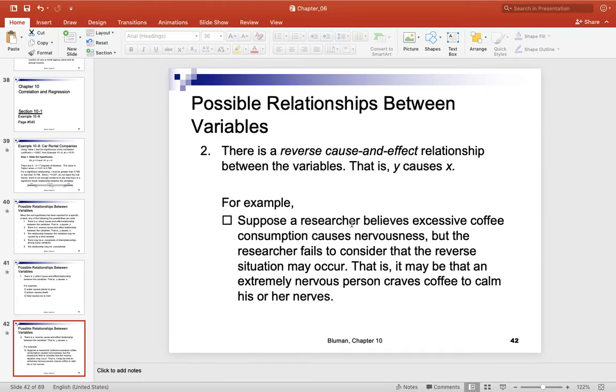This one is an example of reverse cause and effect. Suppose a researcher believes excessive coffee consumption causes nervousness. But the researcher fails to consider that the reverse situation may occur. So the researcher says coffee causes nervousness, but is it true that the nervousness is coming from the coffee?